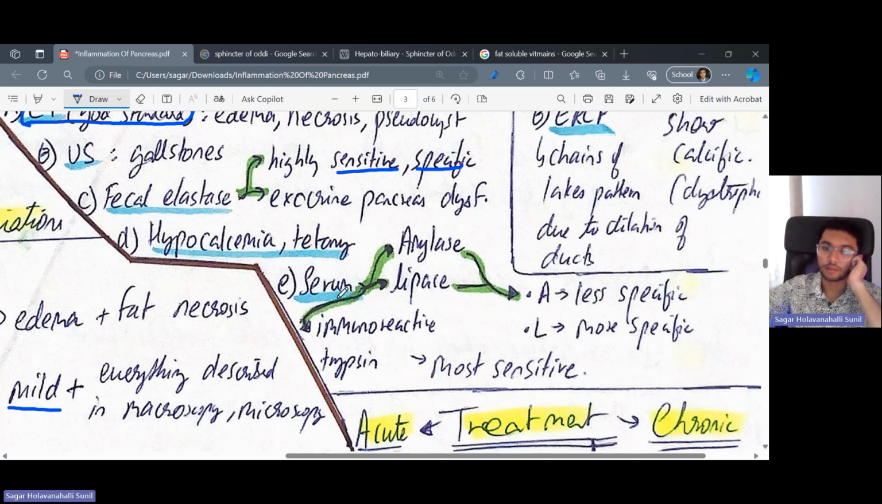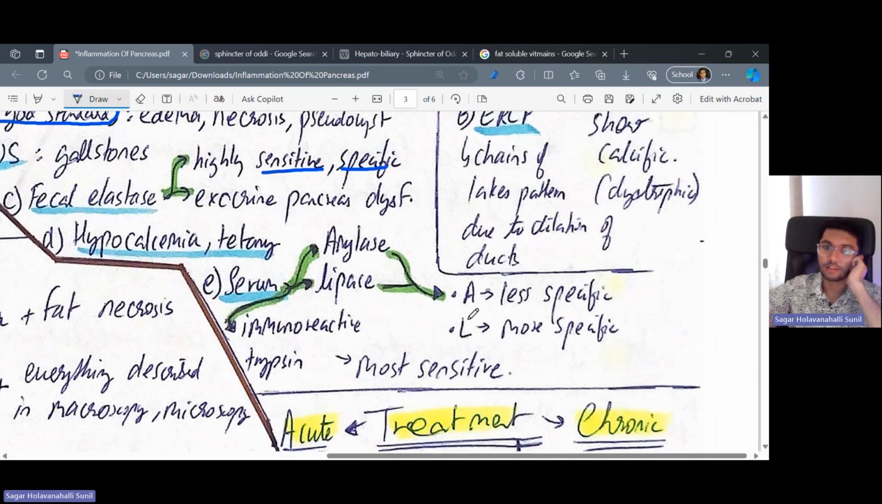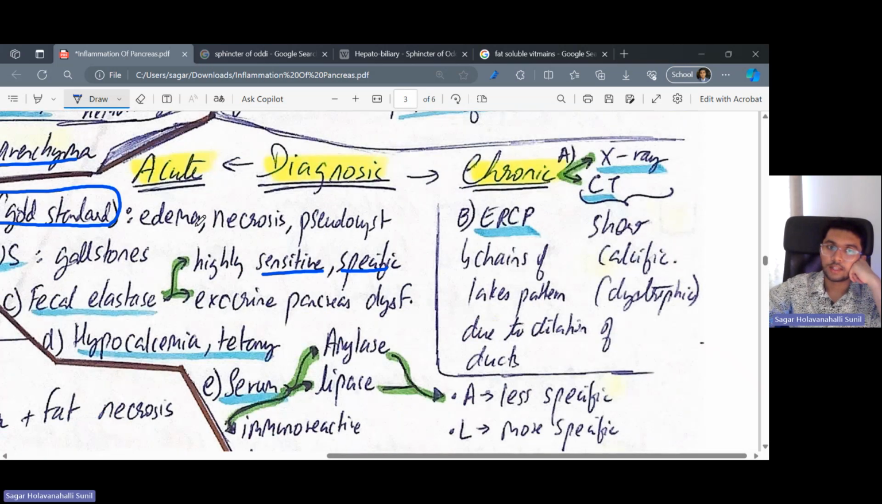Then, if you look at the serum markers, you have serum amylase, lipase, and immunoreactive trypsin. In the case of amylase, it's usually less specific. In the case of lipase, it's more specific. But amylase can also be identified if there's some damage to the salivary glands. It can also be seen in the urine, whereas lipase cannot be seen in the urine. And because amylase can be seen in other situations like tumors or some sort of infection of the salivary glands as well, lipase is more specific. Immunoreactive trypsin is usually the most sensitive. That's the case of acute.